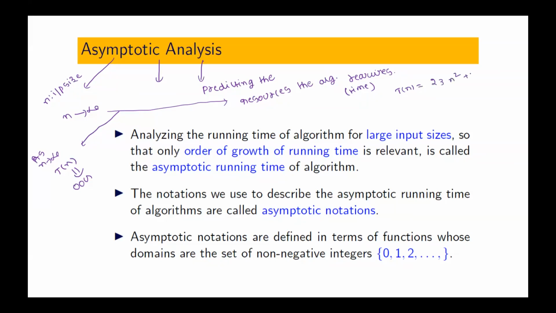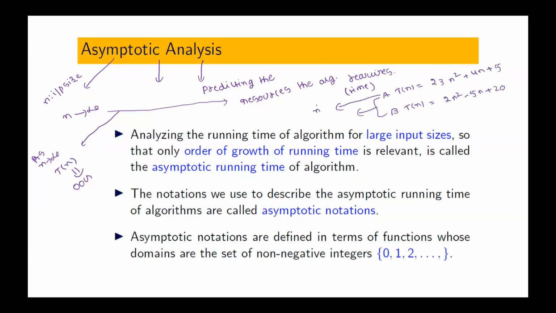Now, say one algorithm, A, has T of n equal to 23n square plus 4n plus 5. Another algorithm, B, has T of n equal to 2n square minus 5n plus 20. Whether asymptotically both algorithms are the same or not? Yes, same. The order of growth is n square.